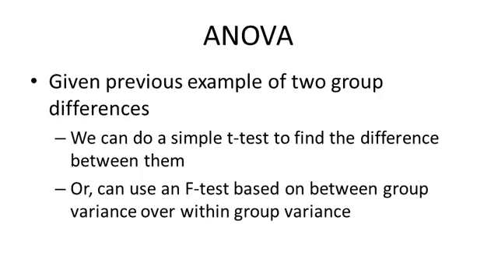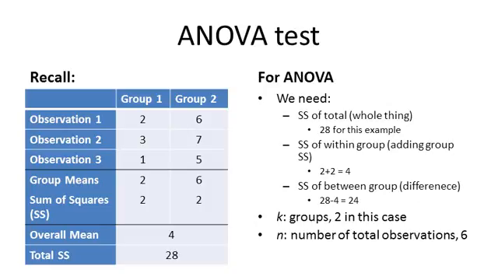Now, for ANOVA, we can go back to the example of having 2 groups with differences. We can do a simple t-test to find the difference between them, and that would actually be the easiest. But in ANOVA, you could actually do the same test, and you can use the f-test in order to use the variance to figure out whether it is significantly different from each other. The ANOVA test requires us to figure out what the sum of squares is for the total, what the sum of squares is within the group, and then what is the sum of squares between the groups.